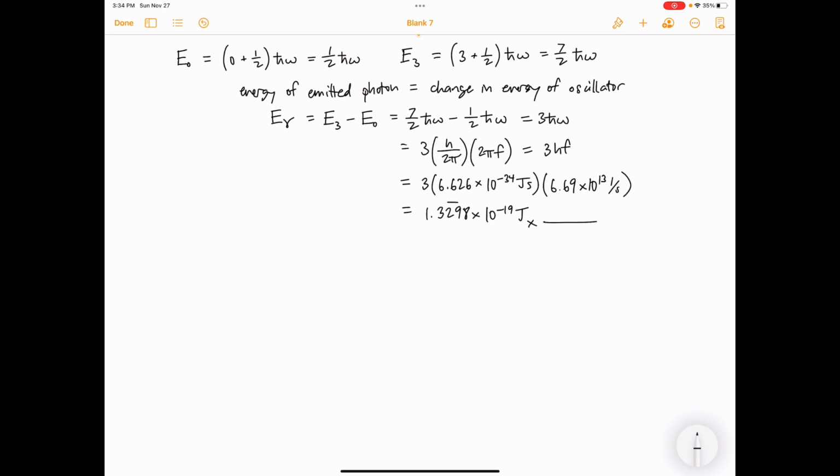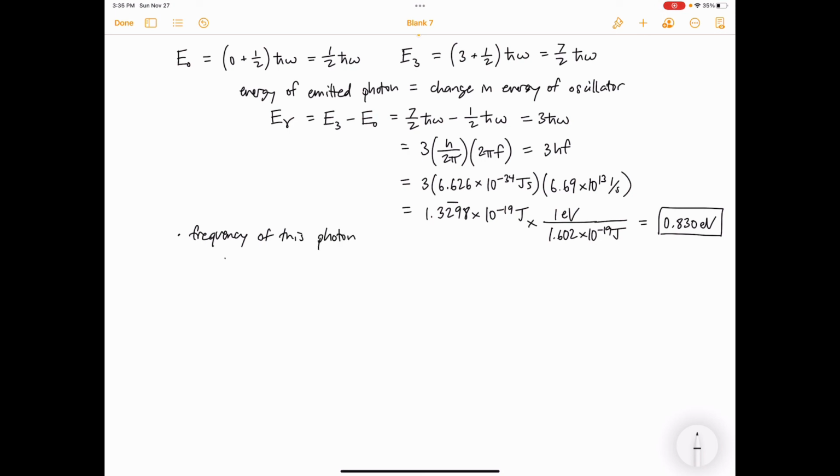And to convert this over to eV, electron volts, remember 1 eV is the same as 1.602 × 10^-19 joules. Okay, this works out to 0.830 electron volts. So the photon that gets emitted has that much energy. Okay, so next, let's calculate the frequency of this photon.